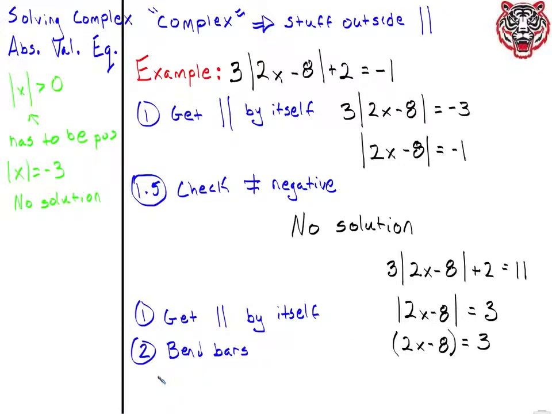What's step 3? Make positive and negative paths. Make positive and negative.